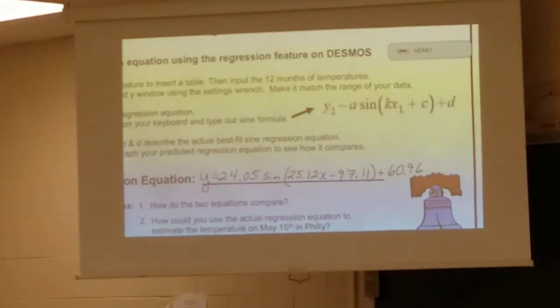I typed in the equation. Let me just backtrack here real quick. I typed in the equation that we found and just kind of looked at it and noticed that it's close. It was close to what we have. And then, thank you, Donovan. If you trace your graph to 5.5, that would be the same as May 15th, and you get 76.7.